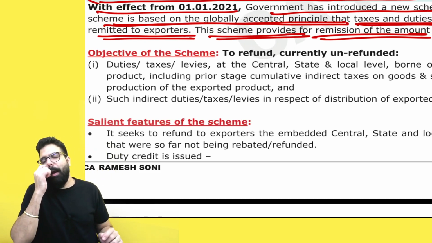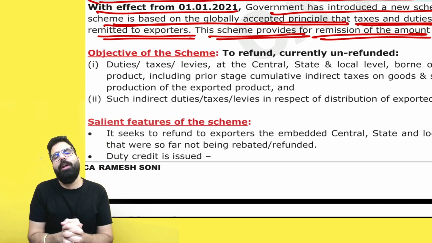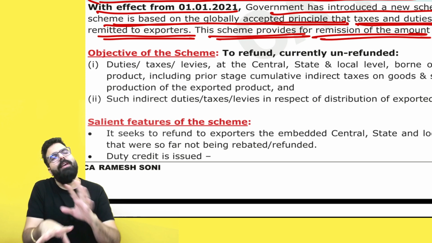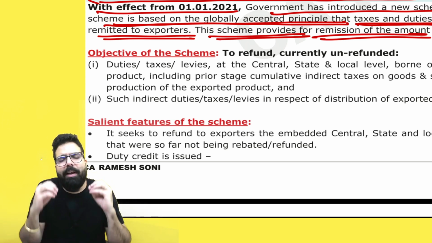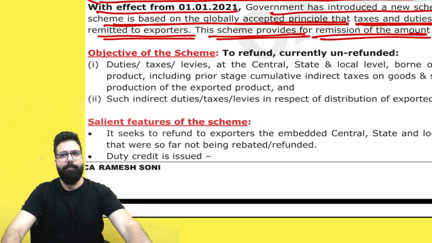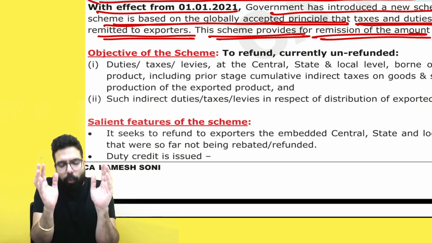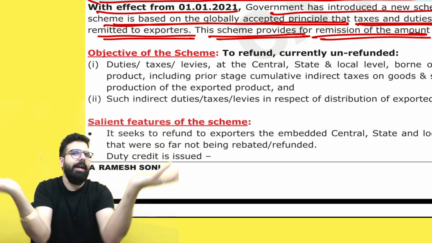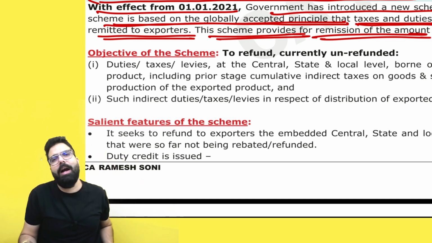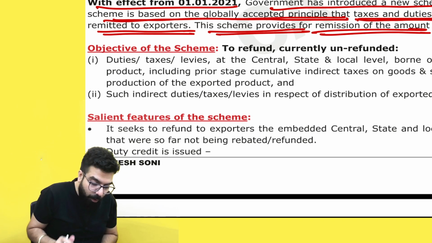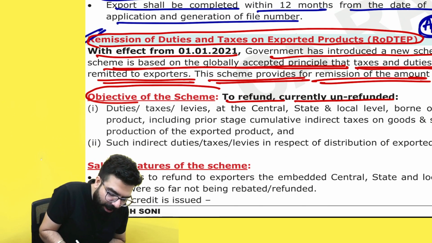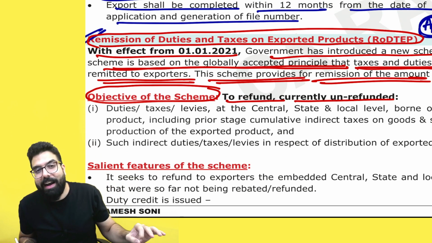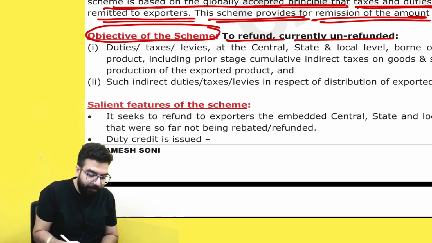Remember one thing: if on the goods which you are exporting you have paid any duty, generally there should not be any duty. Duty should be exempted on exported goods. But still, if I have paid any duties on my exported goods which are not being refunded under any other scheme, then that will be given back to me under the RoDTEP scheme. And they are saying to refund the currently unrefunded. That is the objective of the scheme, that whatever taxes are not being refunded, we will refund.